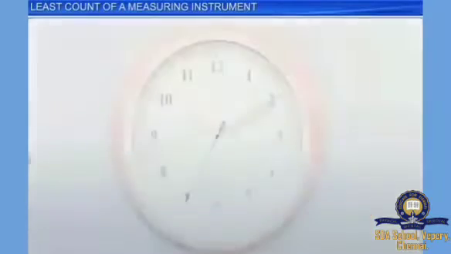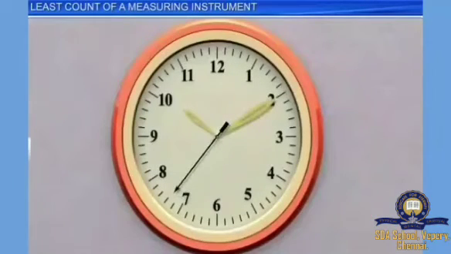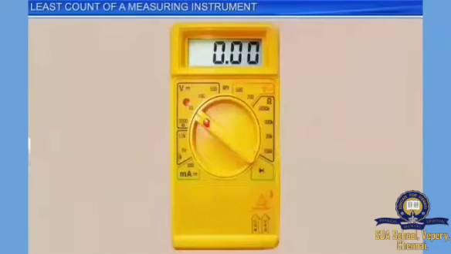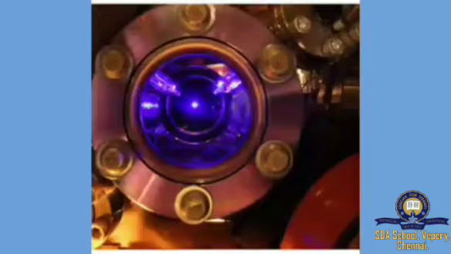The clocks that you have at home can measure time accurately up to 1 second. The ammeter is used to measure current. Nowadays, the multimeter is used to measure current up to 0.001 amps. This is the image of the optical atomic clock. I wrongly mentioned it as optical analytical clock. This optical atomic clock is the new invention. It is used to measure time very accurately.